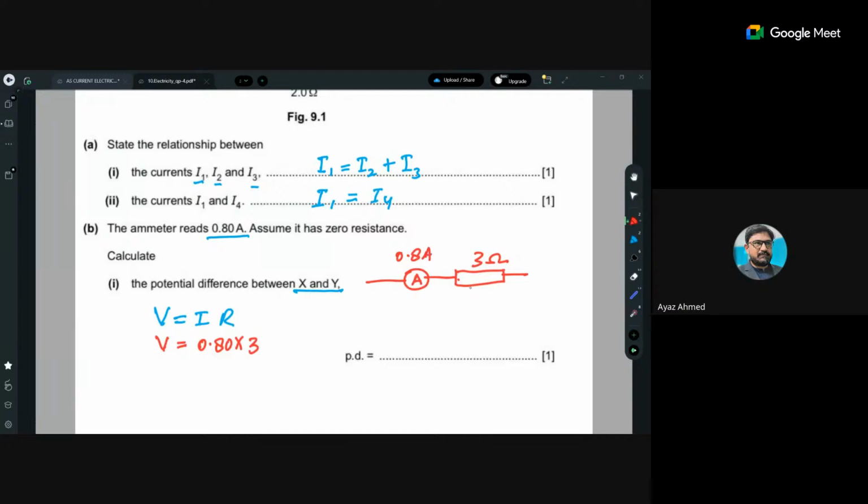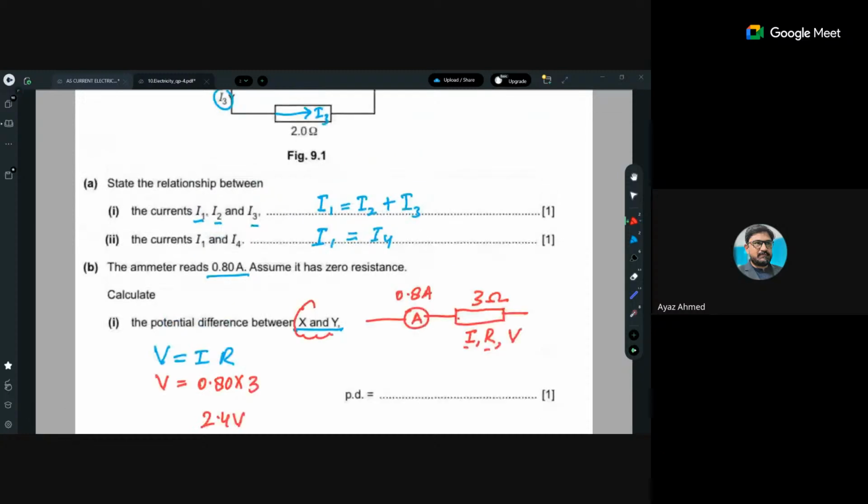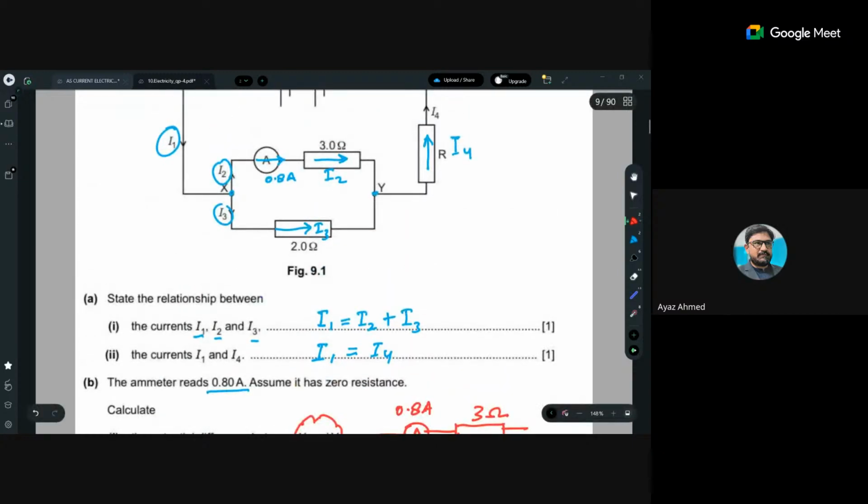It means the current in this resistor, I told you that you must have 2 parameters out of 3 to calculate the third one, because we need voltage across this one. It means we have to use the current and the resistance of that. So what is the potential difference across that? It will be 2.4 volt. Now the problem is, you are not asked to calculate the potential difference across the 3 ohm resistor, but you are asked to calculate the potential difference between these 2 points.